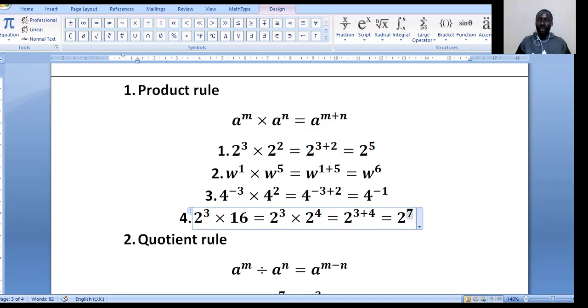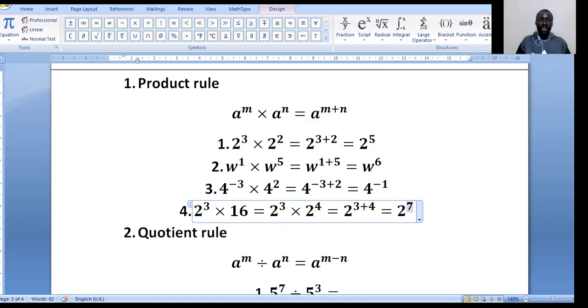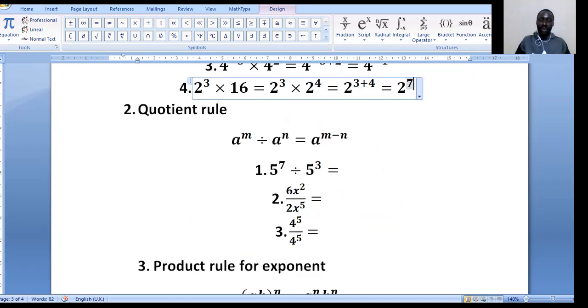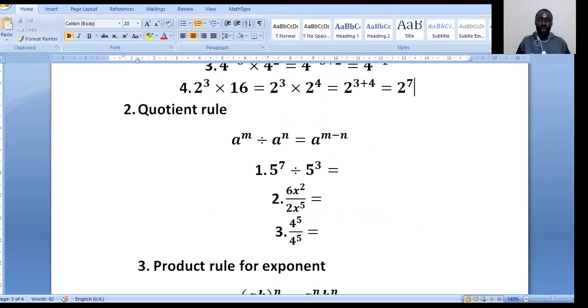Now the second rule is about dividing things. So we call it the quotient rule. The quotient rule states that if you are dividing two bases that are the same, even if they have different exponents, okay? Even if they have the same exponent, you simplify the two numbers being divided as the number with the exponents being subtracted.